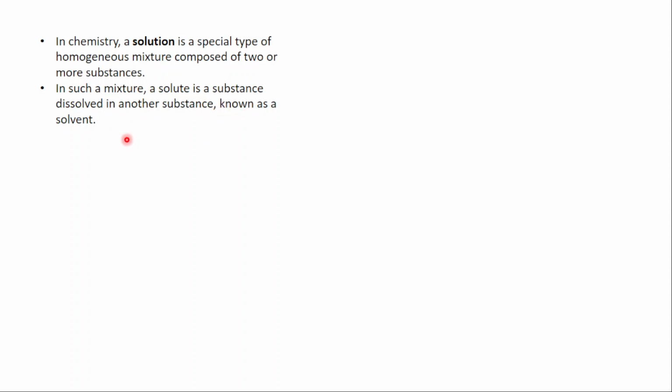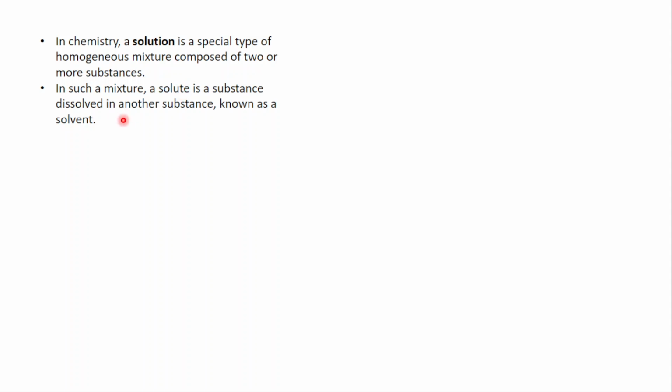So a mixture of sand in water is not a homogeneous solution because you can isolate sand physically from the solution of sand and water. So it cannot be a solution. A solution is a homogeneous mixture. And in such a mixture, a solute is a substance dissolved in another substance known as a solvent. So this is a common terminology: solvent is the substance in which another substance called solute is dissolved.